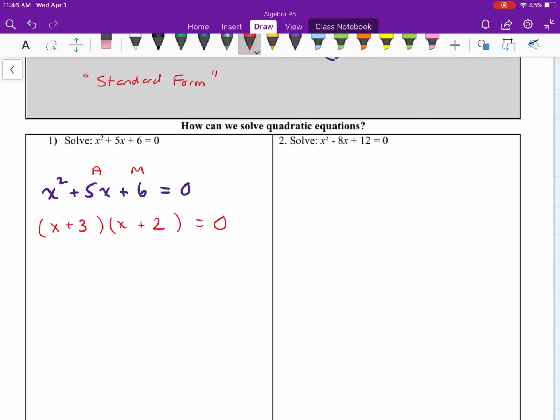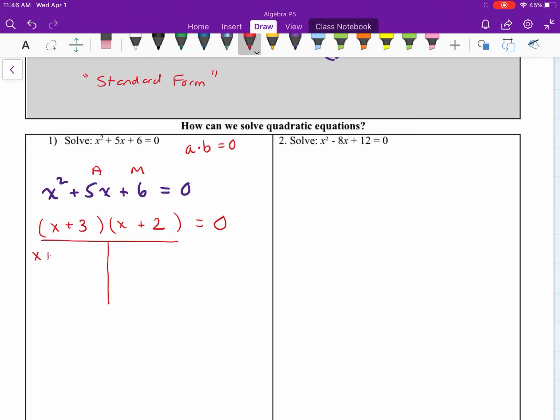Now I want to solve for x, but there's two x's here. x plus 3 parentheses x plus 2 equals 0. That means x plus 3 times x plus 2 equals 0. When you multiply two things together and get 0, for example, a times b equals 0, that means one of the things is 0, but you don't know which one.